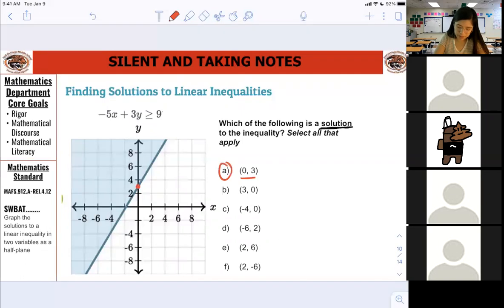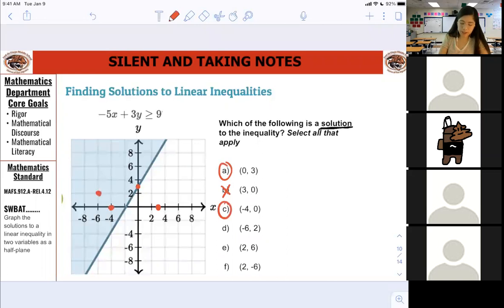What about 3,0? No, because that's on what axis, x or y? The x. Right, that's right here on the x-axis. So that one's out. -4,0. In or out? In. Okay, in. I see another in in the chat. Is that on the x-axis or the y-axis? The x. Good, right here. So that's in. What about -6,2? Also in.